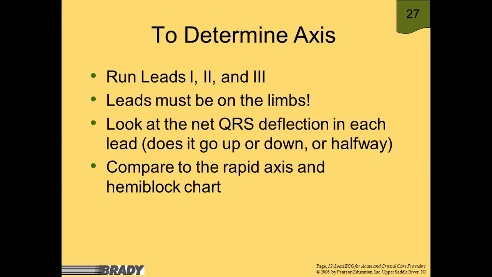Okay, so determine the axis. We're going to, and it says here run leads 1, 2, and 3. But if you're doing a 12 lead, you're already running those. So you just have to take a look at those 3 limbs and look to see what you see. Okay, these leads have got to be on the limbs to do this. You can't put them on the shoulders and the abdomen. They've got to be out on the limbs. So we're going to look at the QRS deflection in each one of those leads. Okay, do they go up or do they go down? Or are they halfway? Are we measuring?